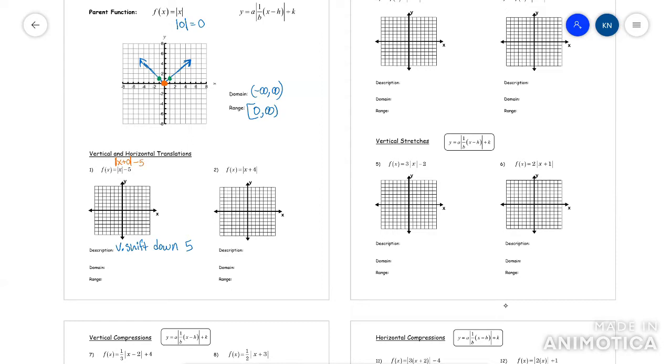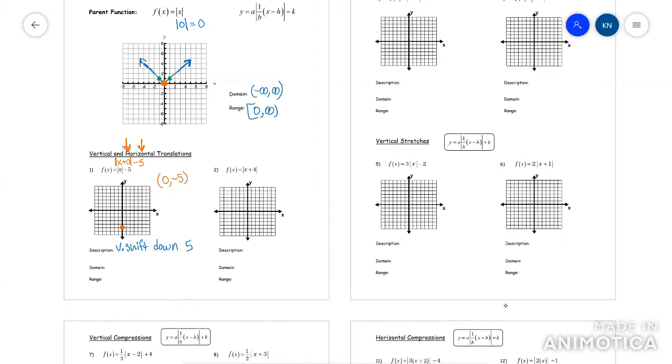To find your HK, your vertex, look at your shifts, like this one and this one. My horizontal did not shift at all, so my x value remains the same. And my y value went down 5, so -5. I'm referring to it going down 5 from the parent function, where that orange dot is to begin with. So (0, -5) right here is my vertex.